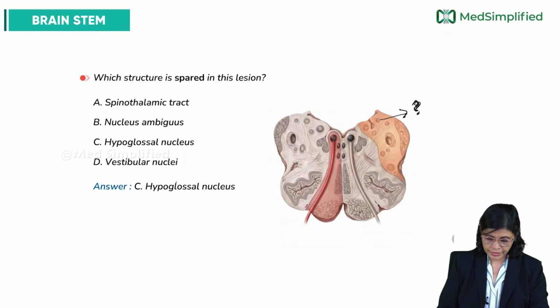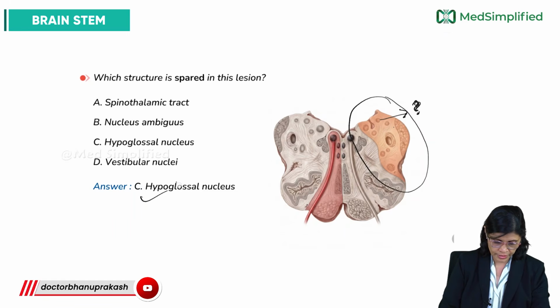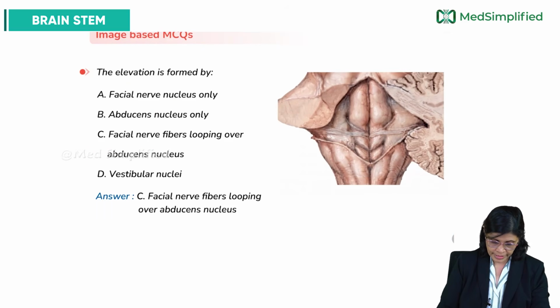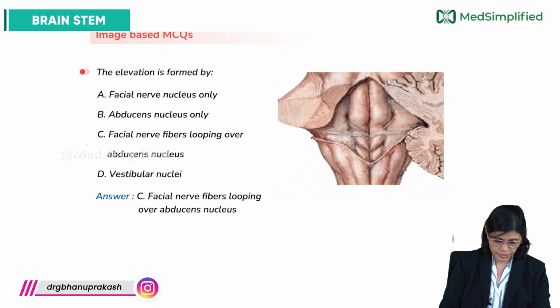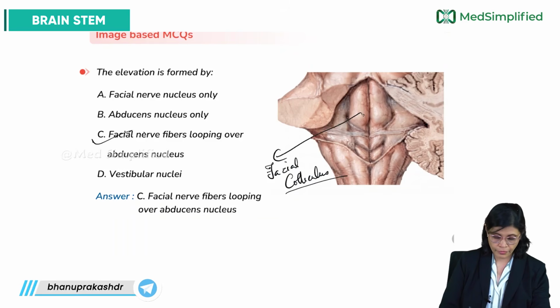Which structure is spared? Here they are asking about this lesion. It is the hypoglossal nucleus which is spared in this portion, that is in the lateral medullary syndrome. This elevation is formed by the facial nerve looping over the adjacent nuclei. This is known as the facial colliculus. This is the elevation they are asking about, the facial colliculus.